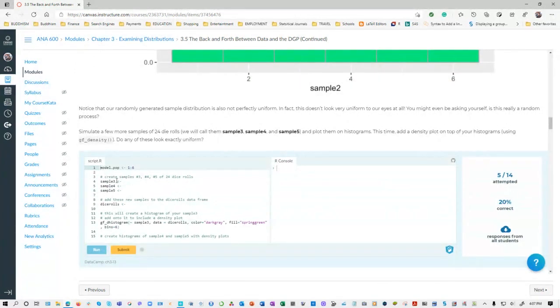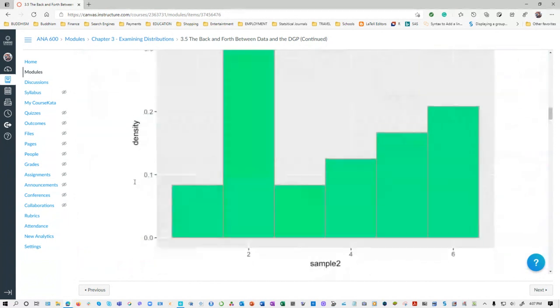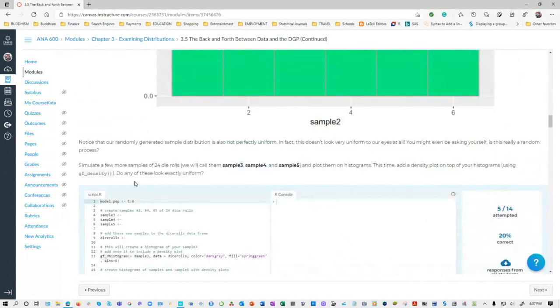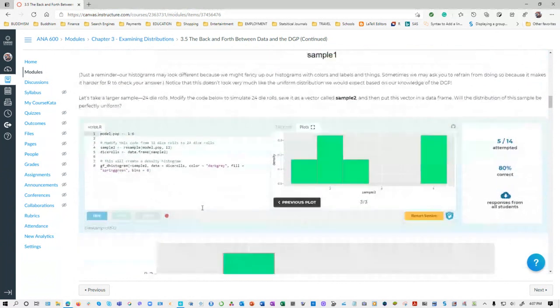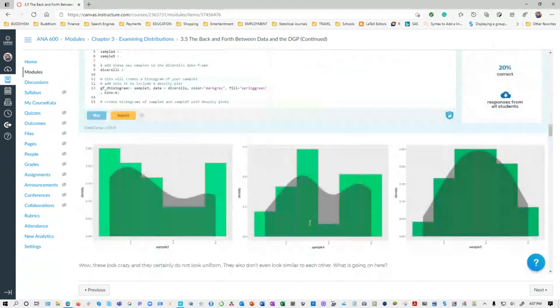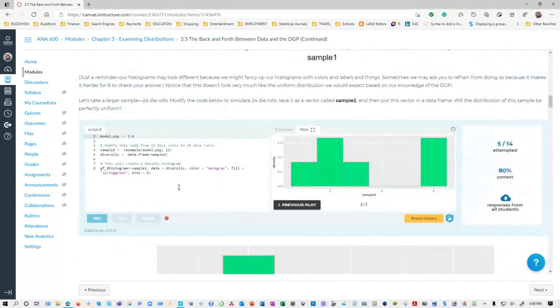Create sample 3, sample 4, and sample 5, each of 24 dice rolls. You're going to use the sample 1 and 2 already here, and the third one you can make. Three of them you're going to make with the different sample sizes.